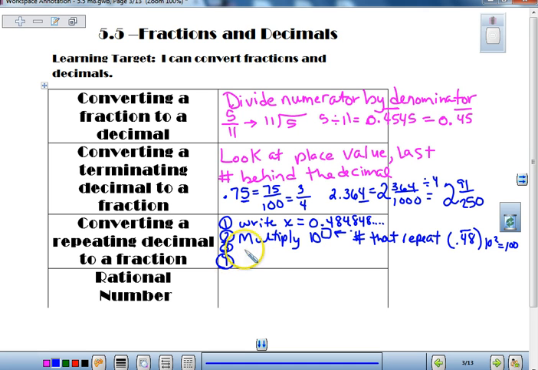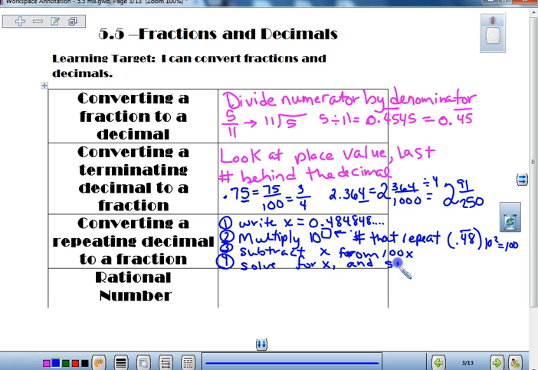The third step is that you are now going to subtract x from 100x or 10x, whatever you're working with. And the last step is to solve for x and simplify.